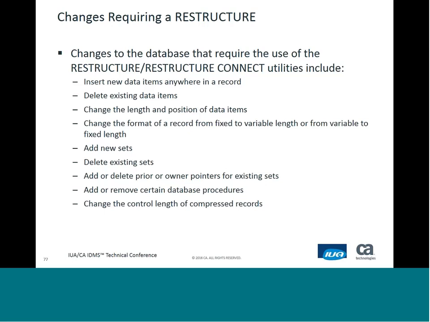You can change a format of a record from fixed to variable or variable to fixed. You can add new sets. You can delete existing sets. You can add or delete prior or owner pointers for existing sets. You'll notice that we don't say anything about next pointers. If you have a set relationship, a set must minimally always have next pointers. So the prior and owner pointers are your optional pointers, and if at some point in time you determine that this database would be benefited by having prior pointers or owner pointers added to a set, Restructure will do that for you.